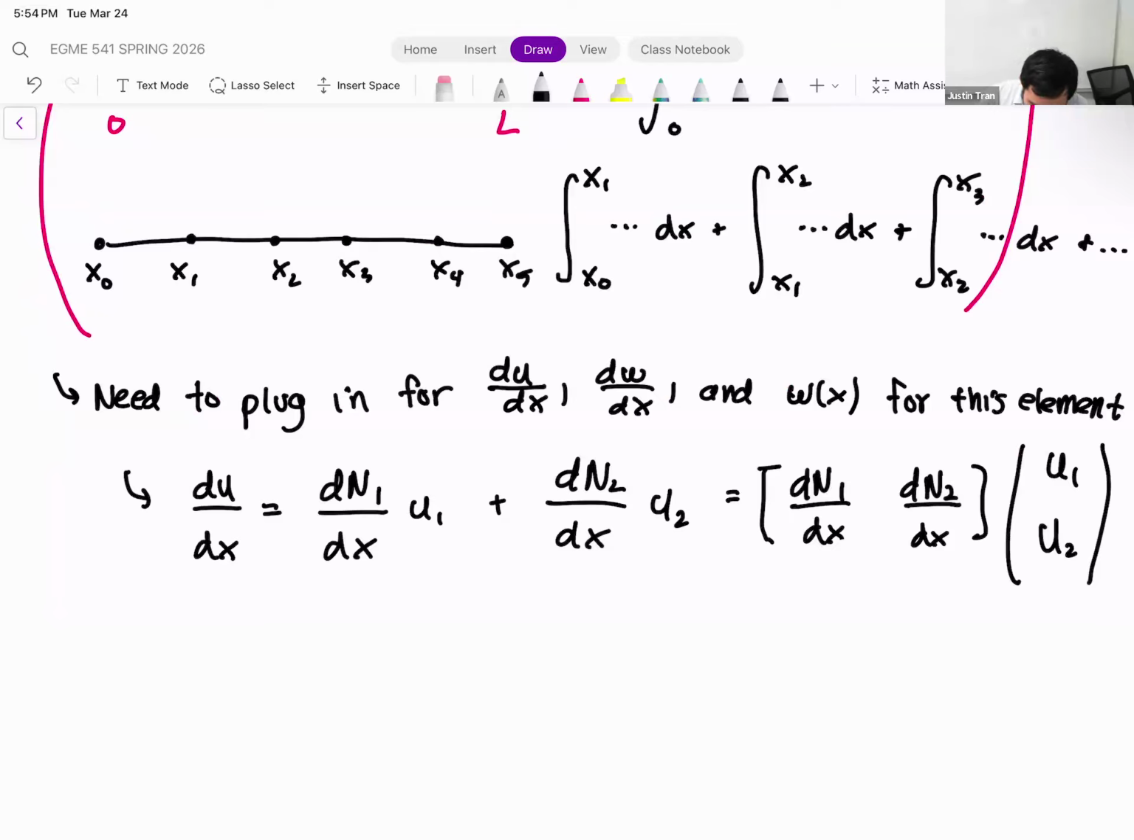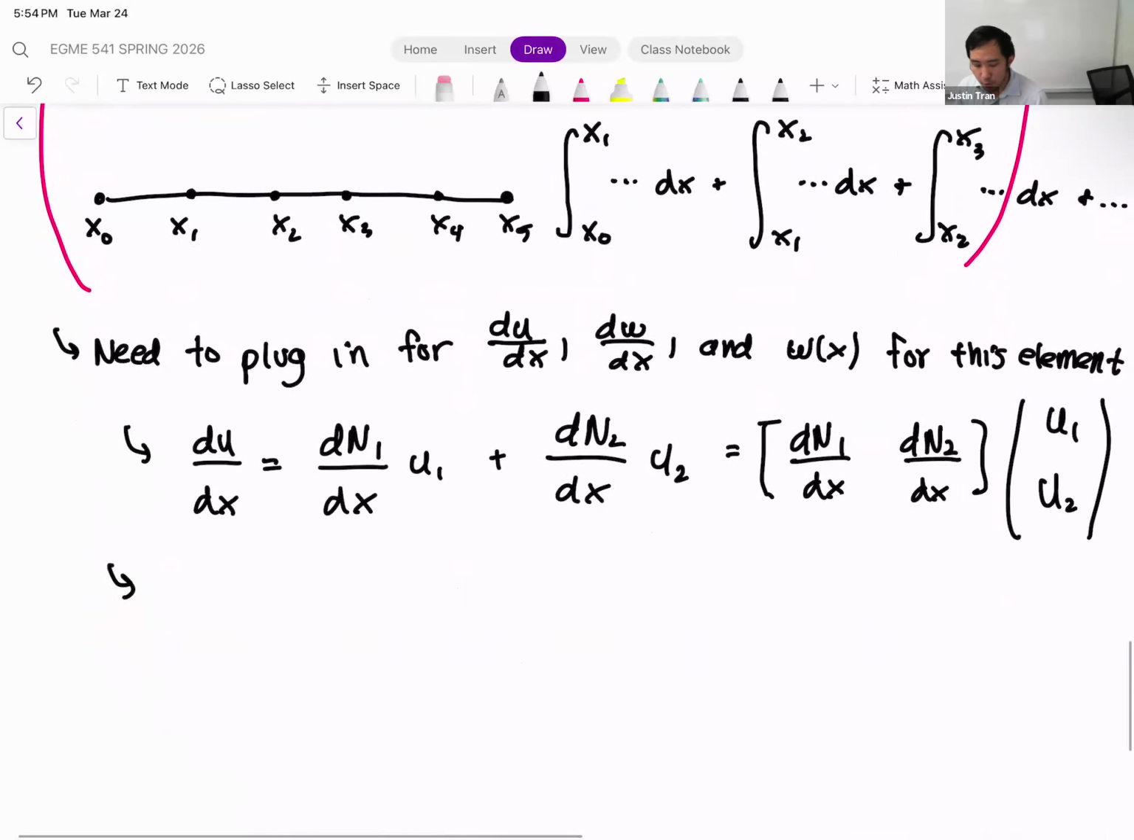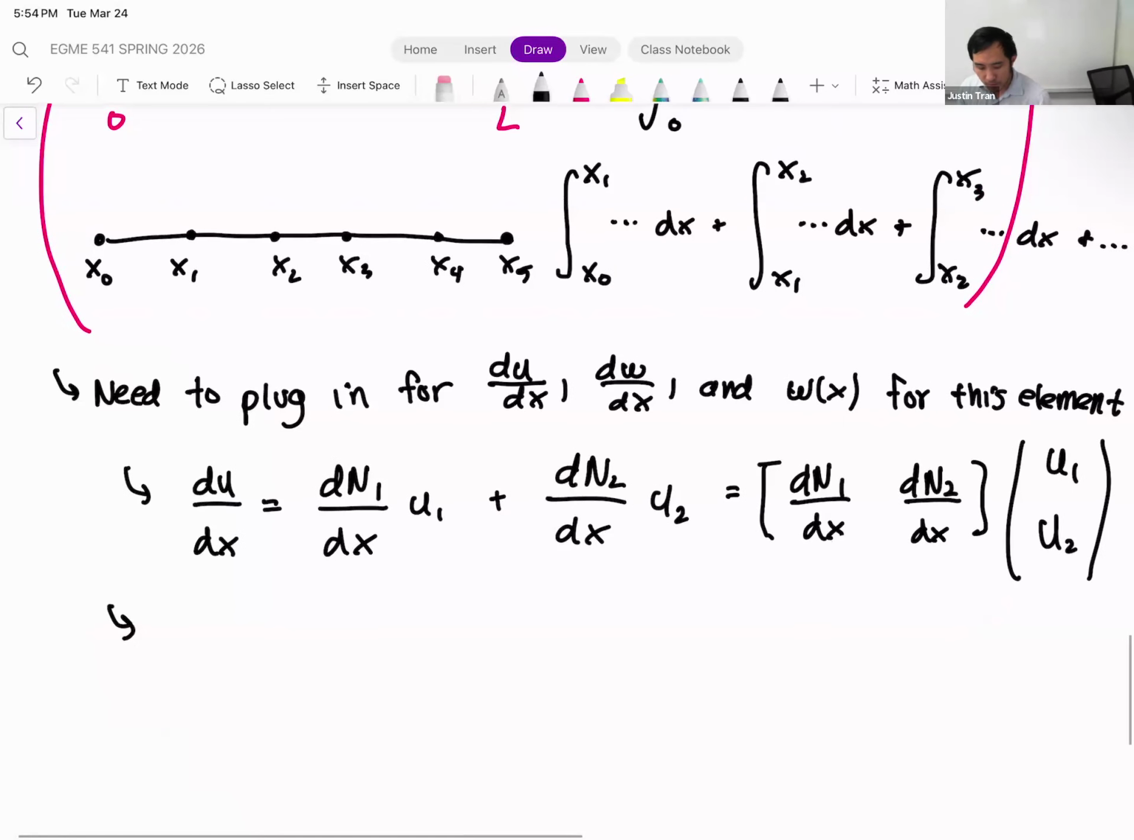Now that's our expression for u. But we also need to plug in for w, because that weighting function is also part of our weak form. Now remember, our weighting function here is kind of a special thing, where we always assume that our weighting function has the same functional form as our solution.